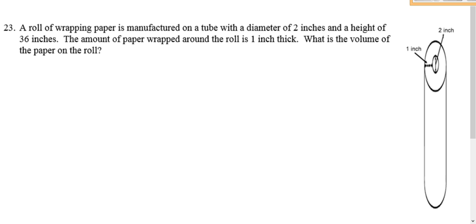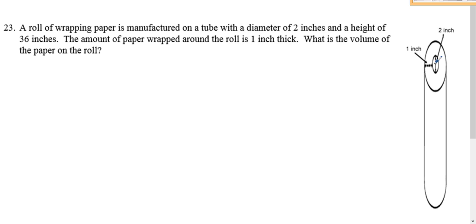So here we've got a roll of wrapping paper. The diameter of the tube is about 2 inches. It's got a height of 36 inches. And the amount of paper wrapped around the roll is 1 inch thick. So it's 1 inch thick after the 2 inch diameter for that cardboard tube in the middle. What is the volume of just the paper on the roll? So that means you do the volume of the whole thing and then subtract the hollow center.